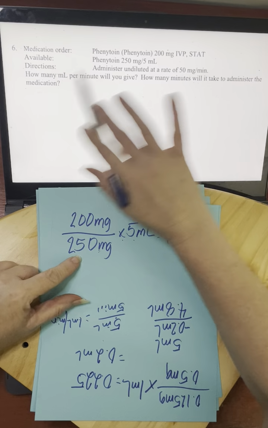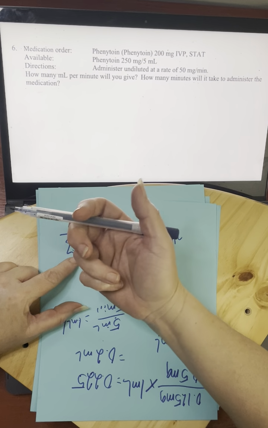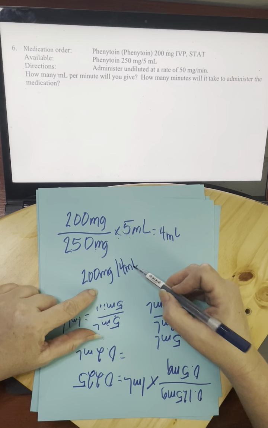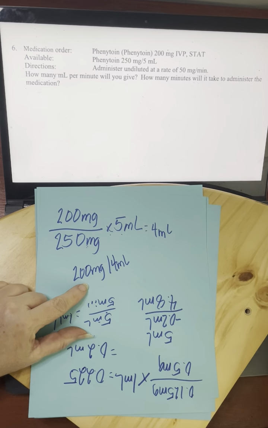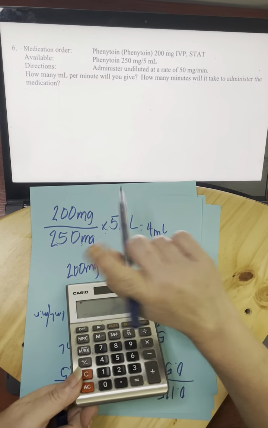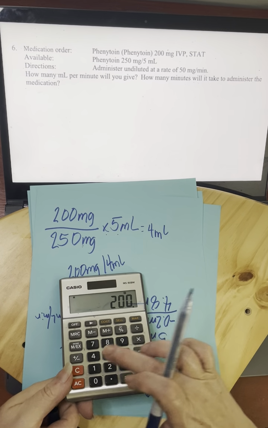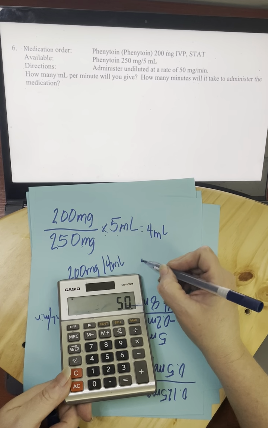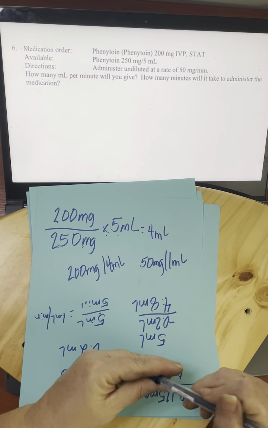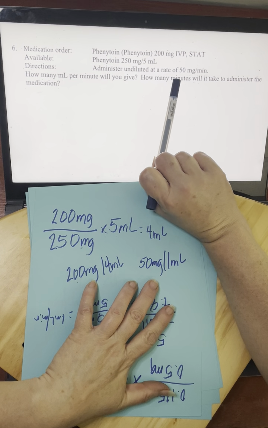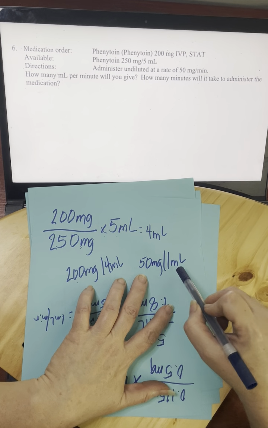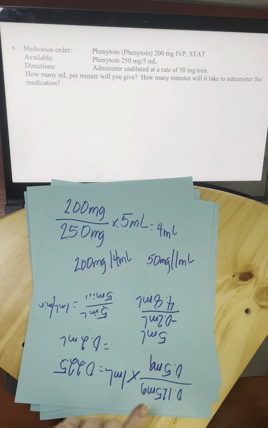Okay, so knowing this, in the syringe we have 200 milligrams in 4 milliliters. I want to know how many milligrams are in 1 milliliter. If we take the total milligrams and divide it by the milliliters, it tells us how many milligrams are in 1. So 200 divided by 4 is 50. So it's 50 milligrams per 1 mL. And this says we have to give it undiluted at a rate of 50 milligrams a minute. So if we have 50 milligrams per milliliter and we have 4 milliliters, it's going to take 4 minutes. You see that?